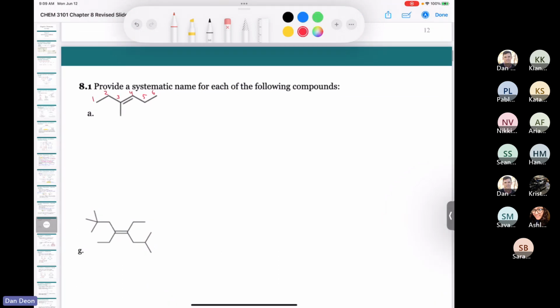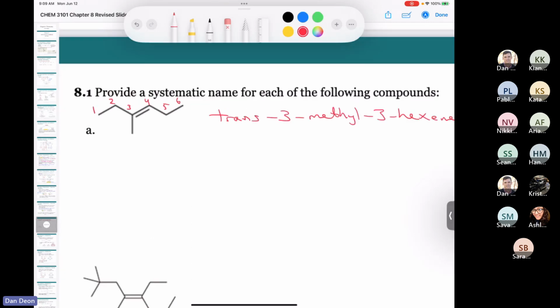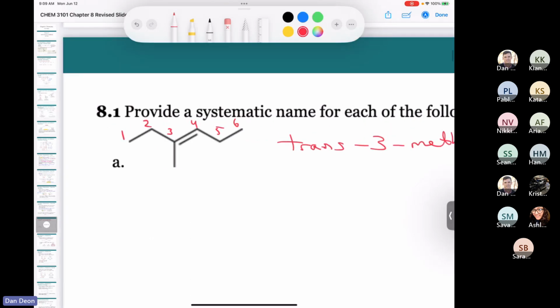So let's put this here. We'll put trans 3-methyl 3-hexene. Okay. Now, is this compound E or Z? Could anybody tell me? Is this an E compound or a Z compound? Again, it's not a trick question.